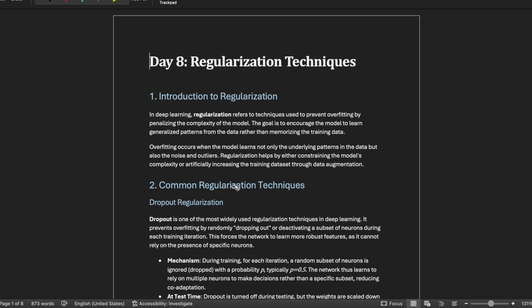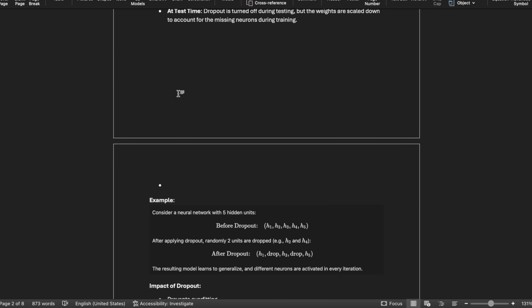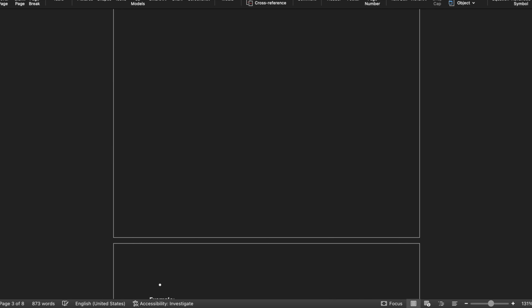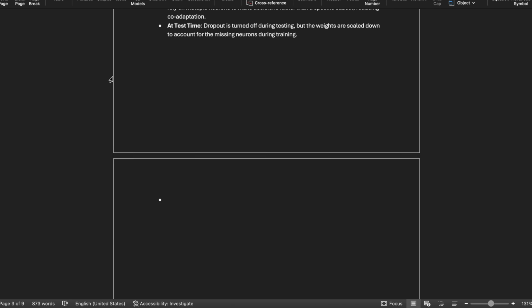If I add a blank page, I think I should add a blank page here. Did it add a blank page? I didn't add a blank page. Yeah, now it added a blank page.